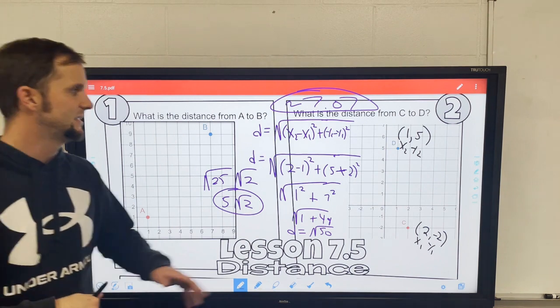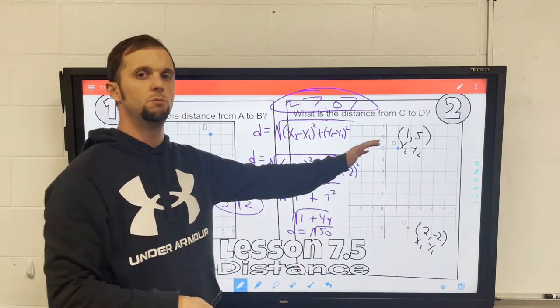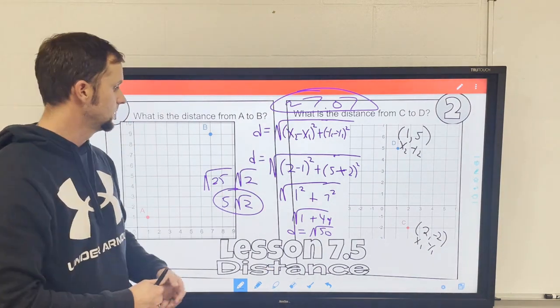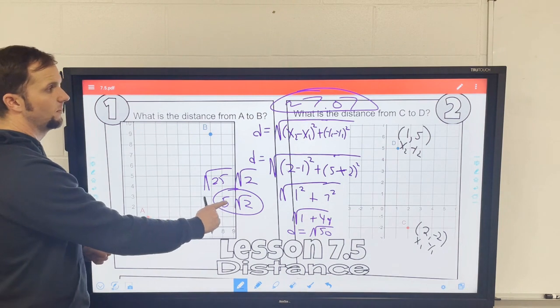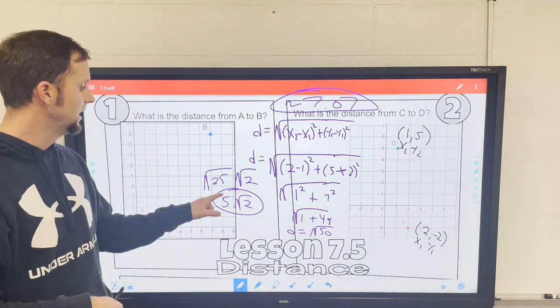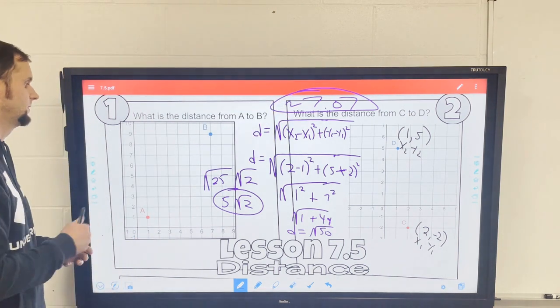So again, I got to take my two coordinates, label them x1, y1, x2, y2, plug them into my formula, and then simplify it out, okay? So then I can leave it in radical form, or I can write it as a decimal, ladies and gentlemen. So the distance from D to C is going to be either one of these answers, depending on what it asks for. Let's jump over to example number 3.